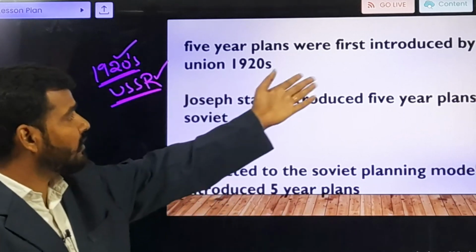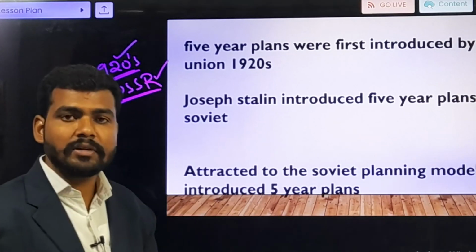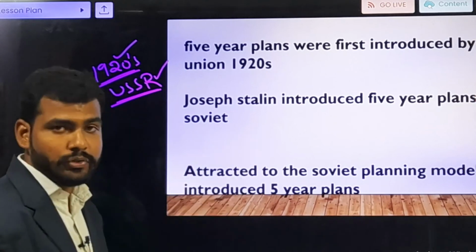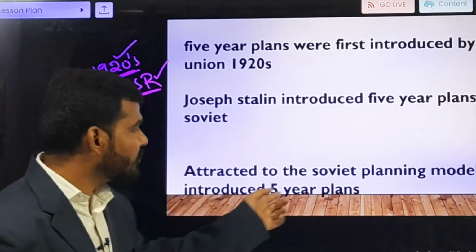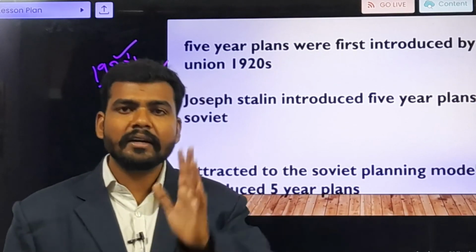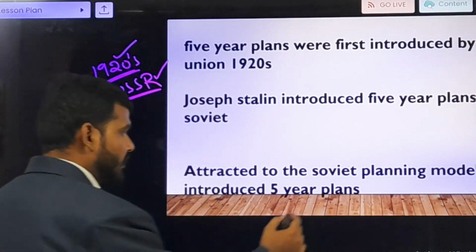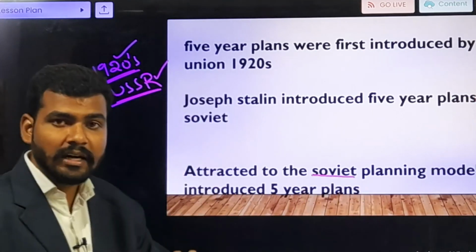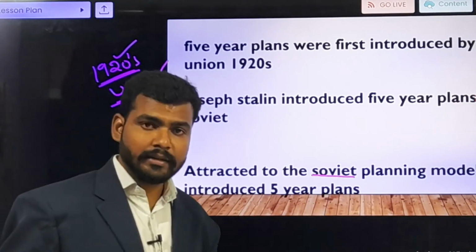5-year plans were first introduced by Soviet Union in 1920s. First 5-year plans ని ఫస్ట్ ఇంట్రొడ్యూస్ చేసింది ఎవరంటే సోవియట్ యూనియన్. Joseph Stalin introduced 5-year plans in Soviet. Attracted to the Soviet planning model, India introduced 5-year plans. So a simple question: inspired from which country did India introduce 5-year plans? It is clearly inspired from Soviet. We can say USSR, or currently we can say Russia. Inspired from Russia, we have introduced 5-year planning system in India.